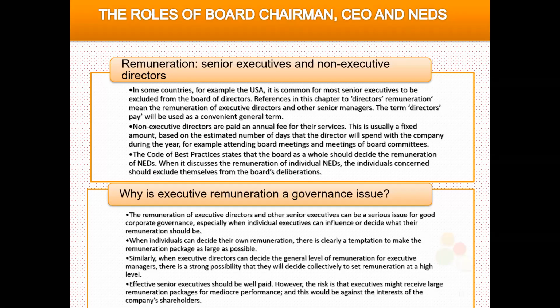Why is executive remuneration a governance issue? Why do you think it's a governance issue? The remuneration of executive directors and other senior executives can be a serious issue for good corporate governance, especially when executives can influence or decide what their remuneration should be. Like I've already indicated, when individuals can decide their own remuneration, there's that temptation to make their remuneration package huge. You know, who doesn't like money?